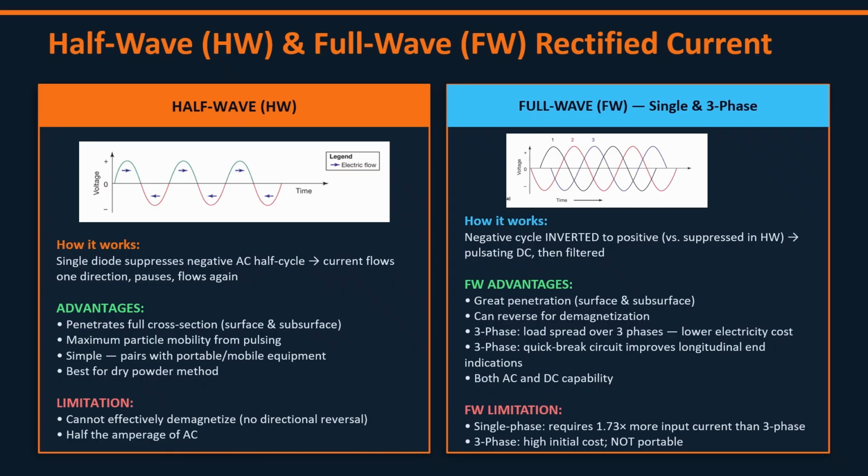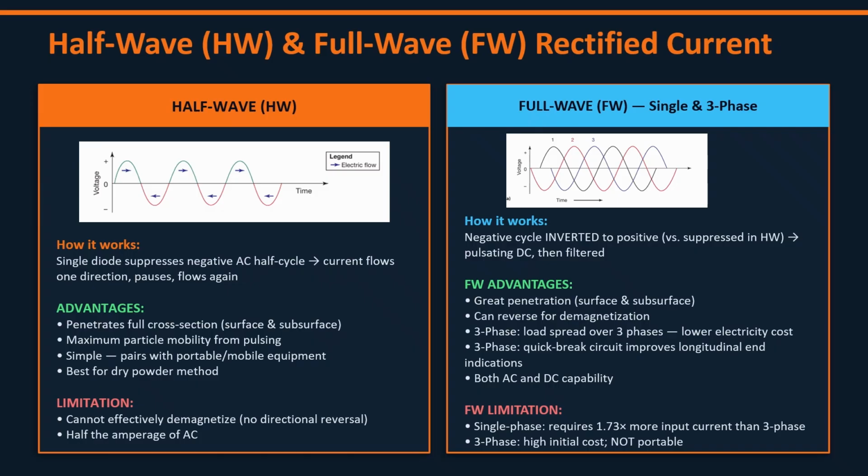Its limitation is demagnetization. Without effective reversal of the magnetic field, it is difficult to progressively remove residual magnetism. Full-wave rectification treats the negative half-cycle differently. It is inverted so that the current continues in the same general direction, producing pulsating direct current. This provides good penetration and can be arranged to support demagnetization.